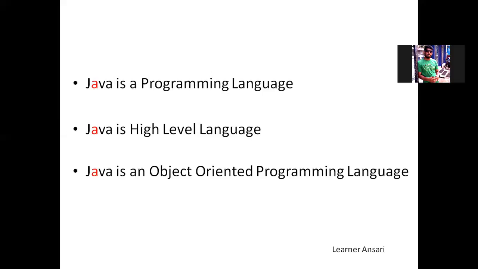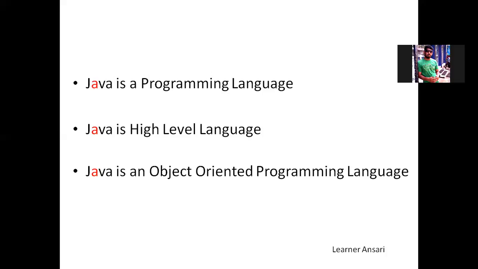Java is an object oriented programming language. What is object oriented programming? That we will discuss in the subsequent tutorial. In this one, let us understand why we call Java an object oriented programming language.